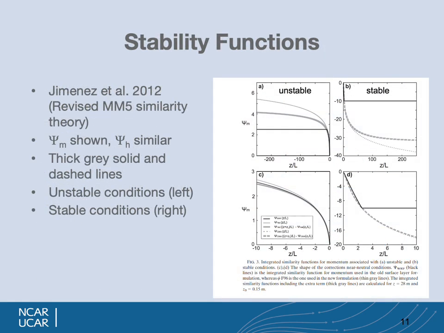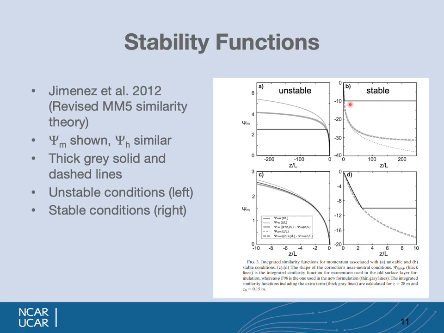The stability functions themselves are given here in graphical form. The unstable function is positive, and psi is a function of z over L, and this is the value over a large range, and this is the same function over a smaller range. But you can see that it basically increases as z over L becomes more negative, and these are unstable conditions when z over L is negative. For stable conditions, z over L is positive, but psi is negative.